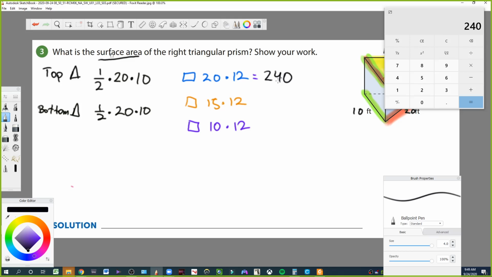So for this one, let's do them all black just so we can have them color coded. So this will be 240. For this one, 15 times 12, it's 180. For this one, 10 times 12, I know that one.